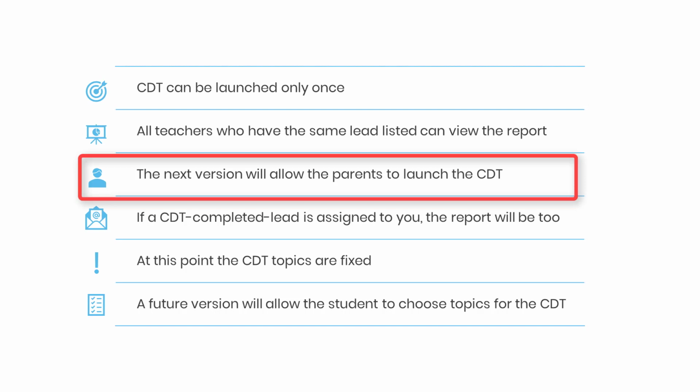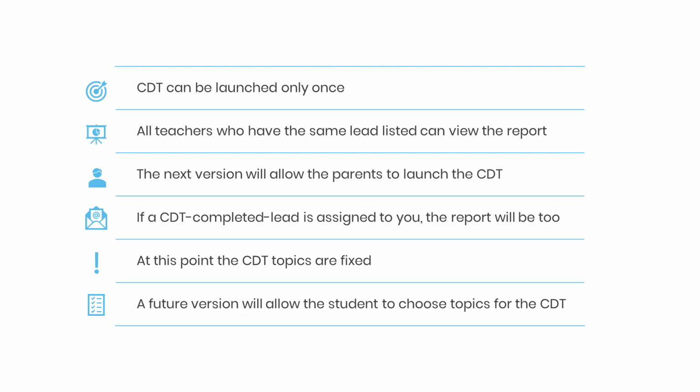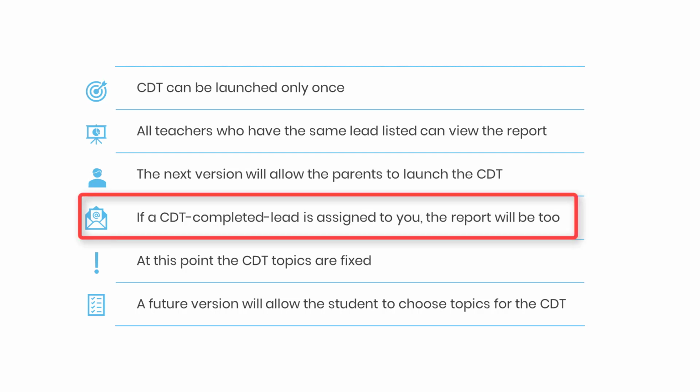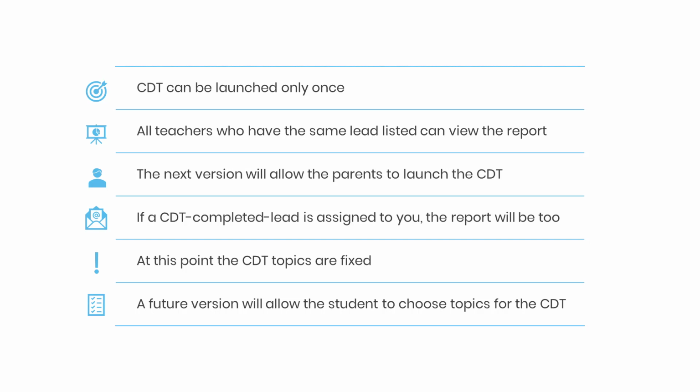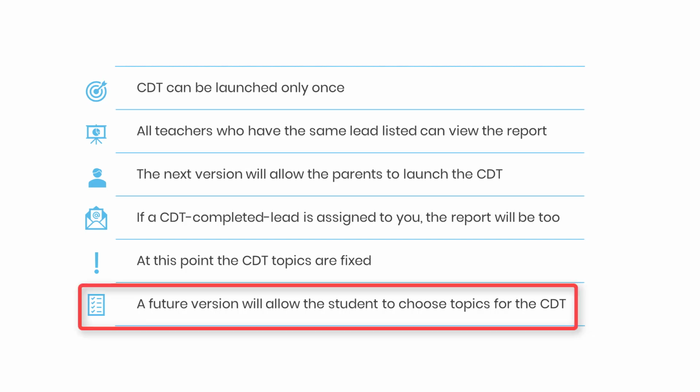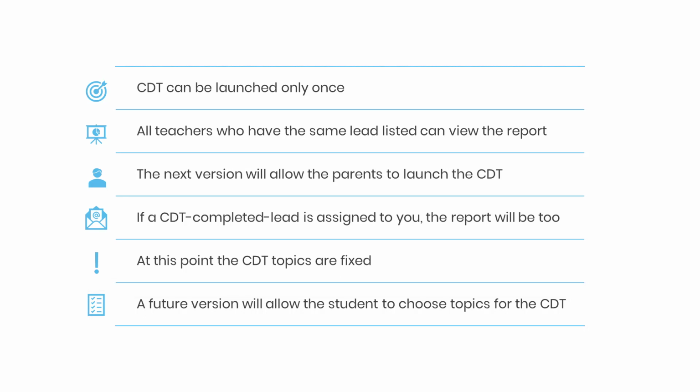Version 2 of the new CDT, which will be launched soon, will allow the parents to launch the CDT themselves. So, if the CDT is completed by a student before they choose a teacher, the CDT report will be made available to the teacher that they choose. Right now, the list of topics available for each grade is a set of 5 topics from the previous grade. Version 2 will offer the student a choice of topics from the previous grade, of which he or she can choose 5 topics to write the CDT.